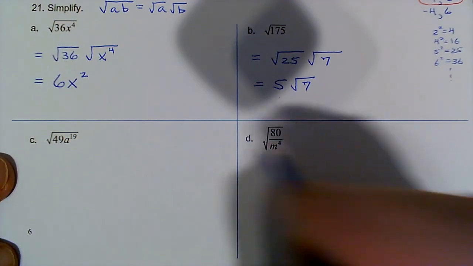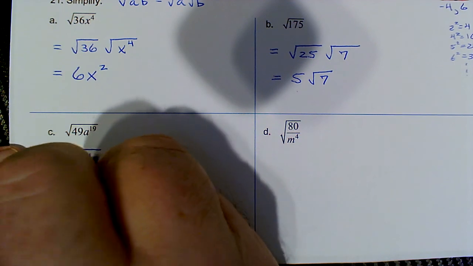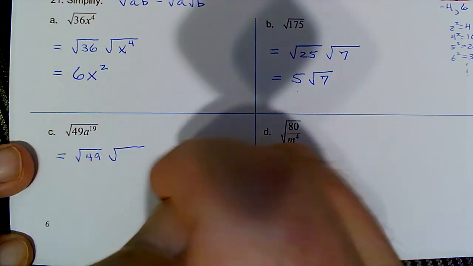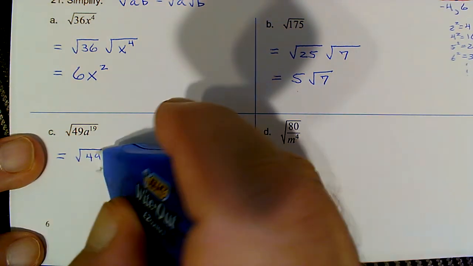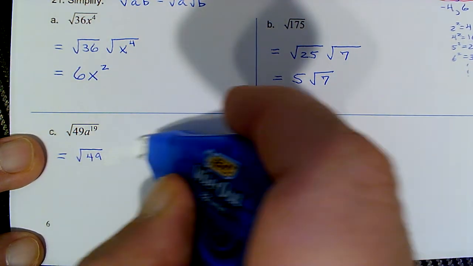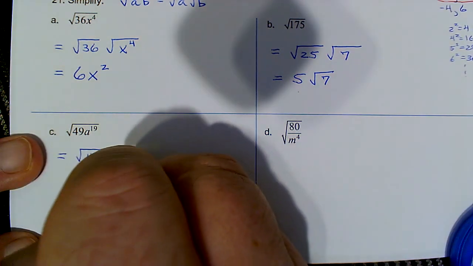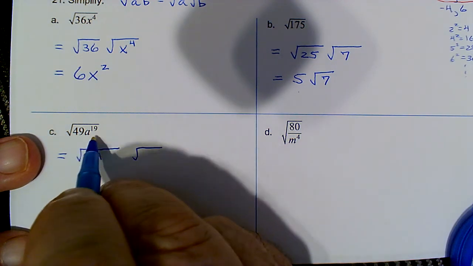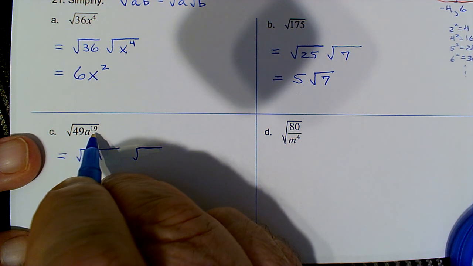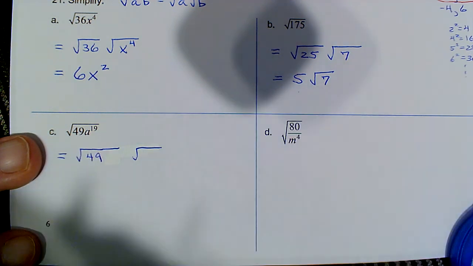Okay, so then we get to this example, which initially you could start as the square root of 49 and the square root of, well, actually, here's a better idea. Break it up into two radicals. And the reason why I need 2 is because there's 2 factors, but a to the 19th is not a perfect square because it's an odd numbered exponent. 49, I know, is a perfect square because 7 times 7 is 49.